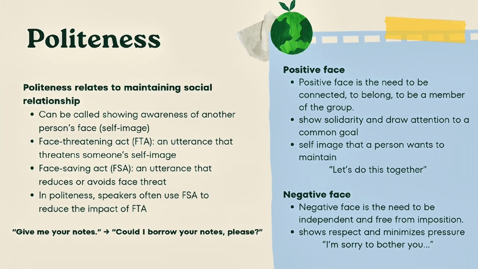This means that what we say has the potential to make others feel uncomfortable, while FSA is speech that reduces or avoids threat to face or self-image. It's used to maintain social relationships, usually in the form of an apology, an expression of politeness, or an indirect form. FSA is a strategy to reduce FTA because almost all communication has the potential for FTA. So, politeness is how we turn FTA into FSA.